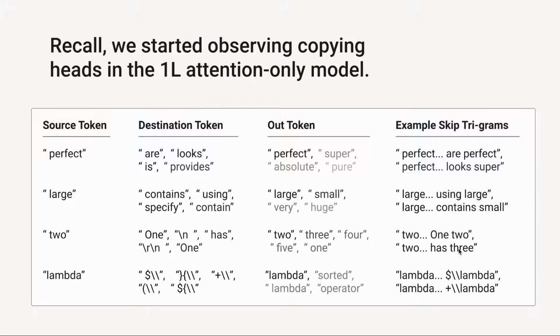Now, we've talked about copying heads and induction heads before. We've seen copying heads as far back as the one-layer transformer we studied right at the beginning of the series. We saw in one of our first videos that you have these heads that will attend back to a token and then increase the probability that the next token is the same token or a very similar token. That's what we call a copying head. You attend to a token and then you increase the probability that that token is going to occur again.